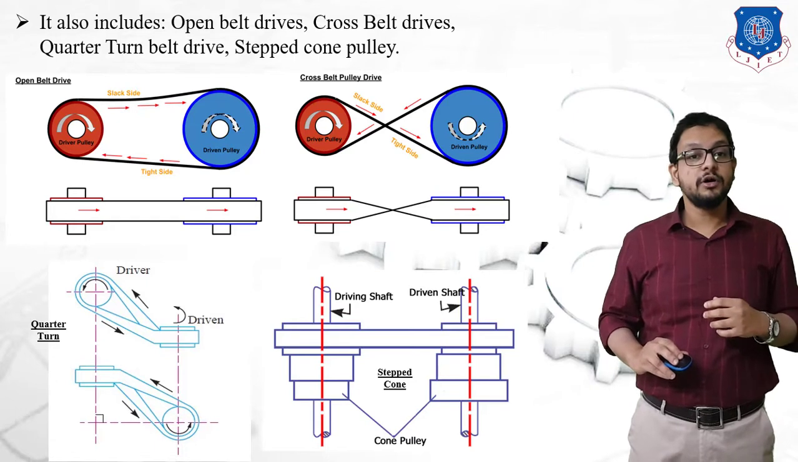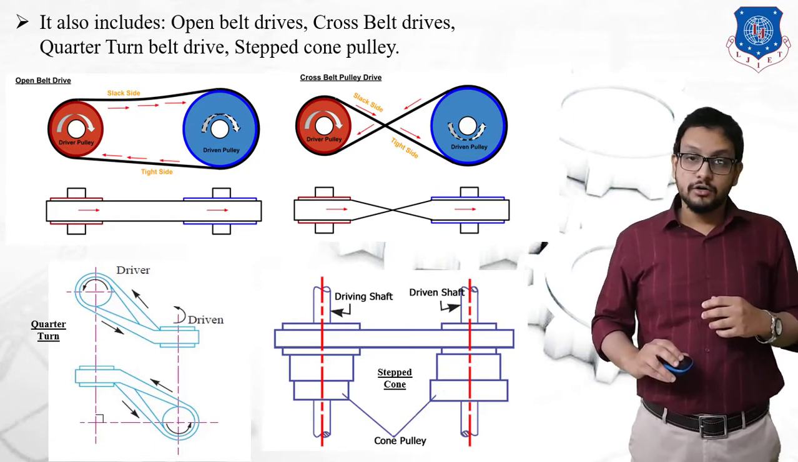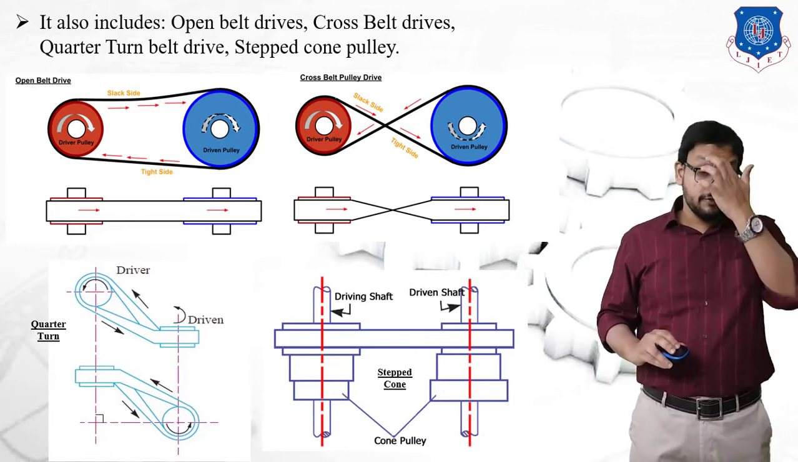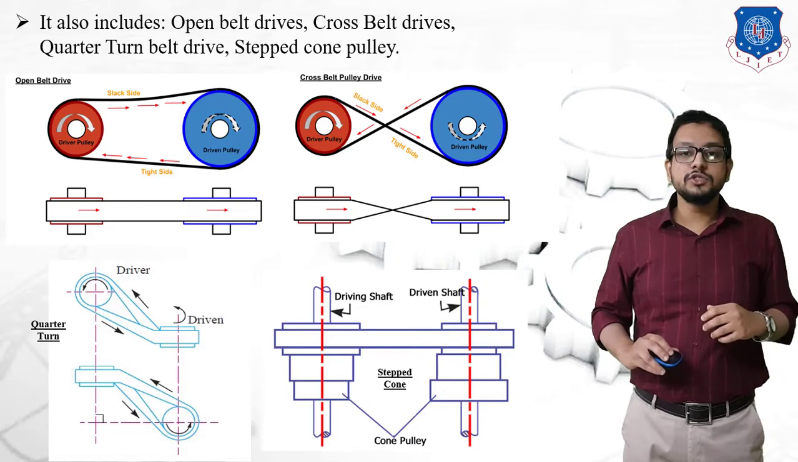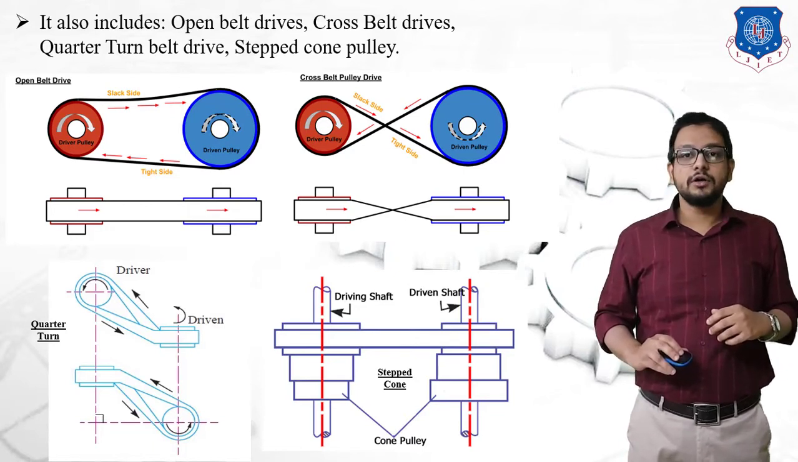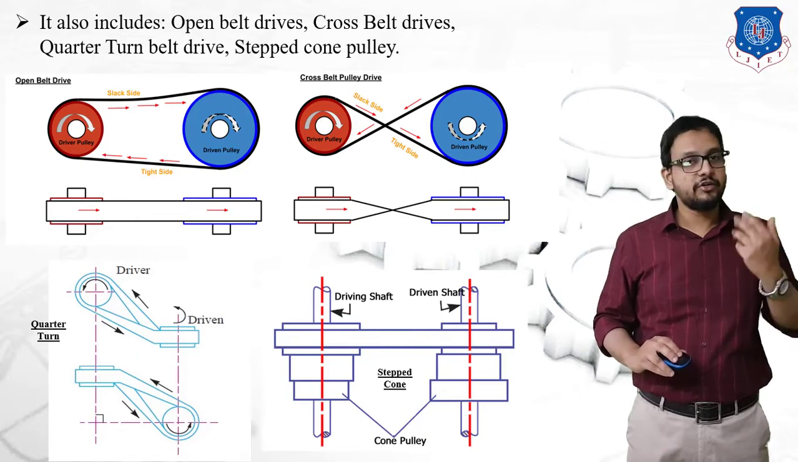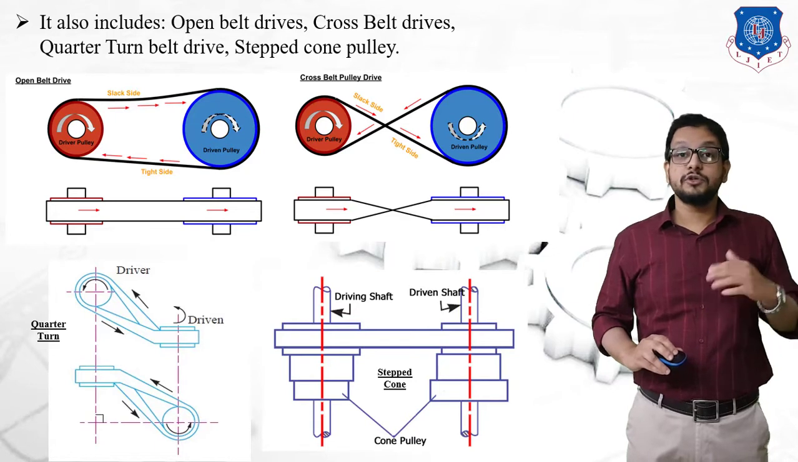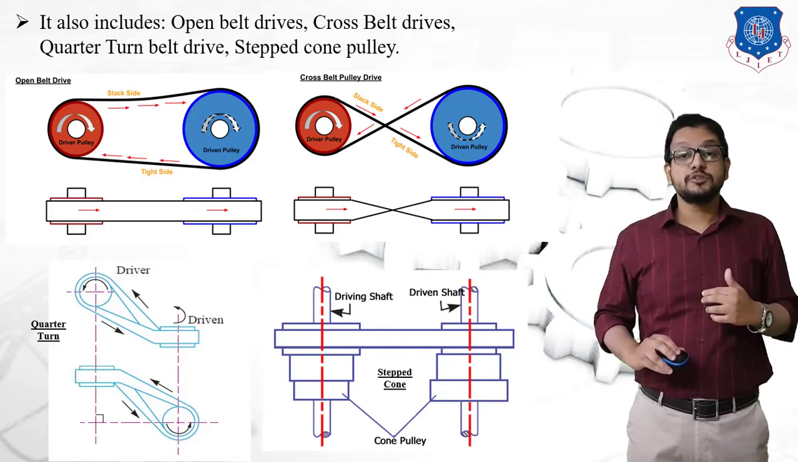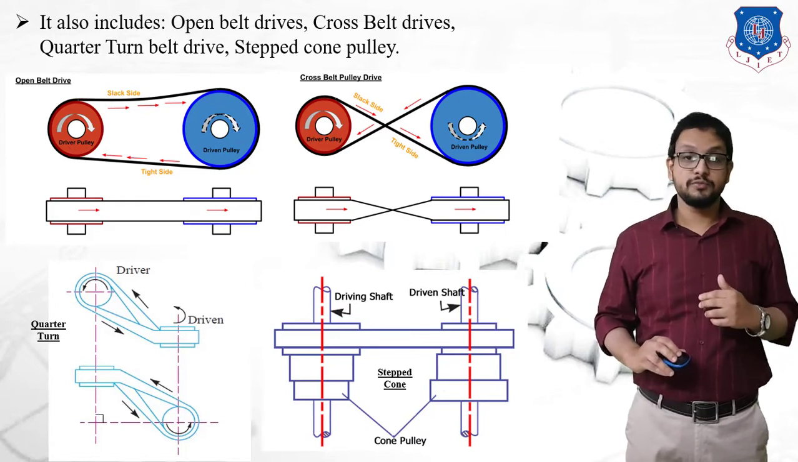Let's say that in our diagram, as you can see, the driving shaft is rotating in a clockwise direction, so the corresponding driven shaft will also rotate in a clockwise direction. Cross belt drive is used when we need to rotate our two shafts in opposite directions. That is, if the electric motor is rotating clockwise, the machine shaft or spindle would be rotated in an anti-clockwise direction by making use of a cross belt drive.